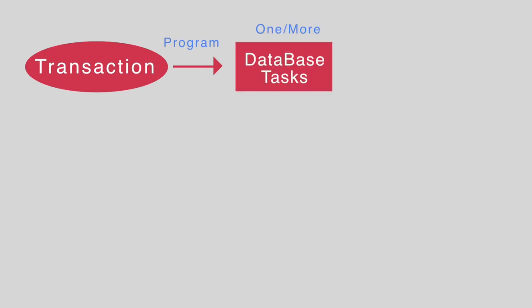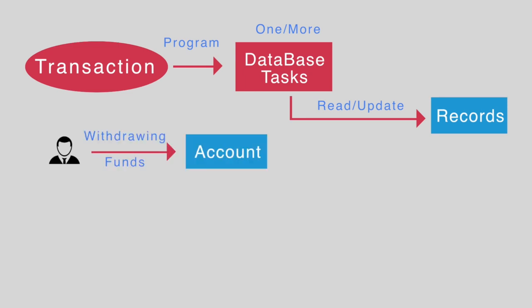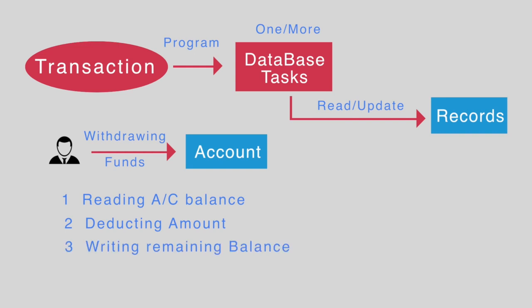A transaction is an executing program or process that includes one or more database tasks. A task can be reading or updating records. For example, a person withdrawing funds from his account is a transaction. This transaction has simple tasks: reading the account balance, deducting the amount from his account, writing the remaining balance to his account, and giving the deducted amount to the person.